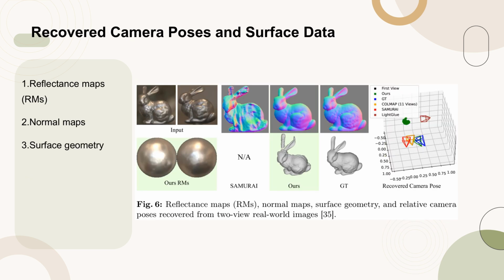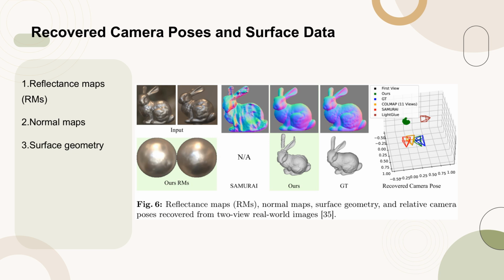Figure 6 illustrates the reflectance maps, RMs, normal maps, surface geometry, and relative camera poses that have been recovered from two-view real-world images. This figure showcases the effectiveness of the method in accurately estimating these parameters from real-world data, which is crucial for applications in computer vision and 3D reconstruction.